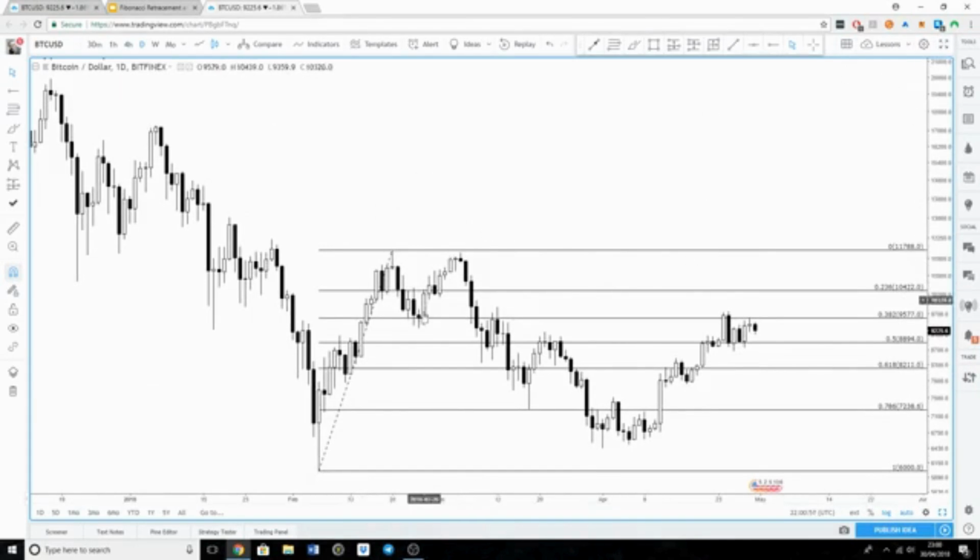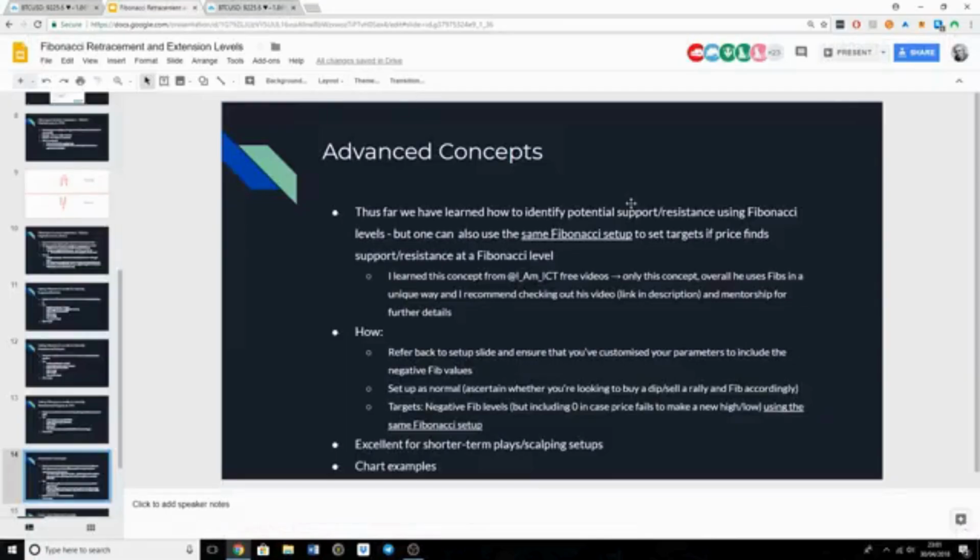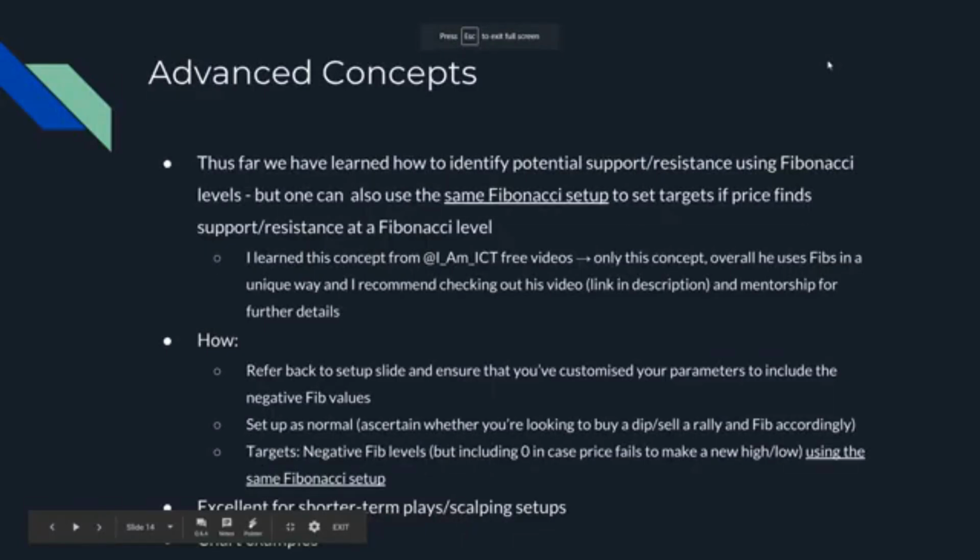So once it's bounced from the 0.382, you're like, okay, well, the fib setup has done its job, and I'm going to use my other technical tools, you know, support resistance, indicators, whatever, to figure out where the target for the trade should be. Now, one of the advanced concepts that I'll now cover is that you can use the same Fibonacci setup to actually give you targets as well if the fib levels do their job. So in the Bitcoin case, you can use the same Fibonacci setup once it bounces off the 0.382, for example, as it did there, to actually give you a target for the setup as well.